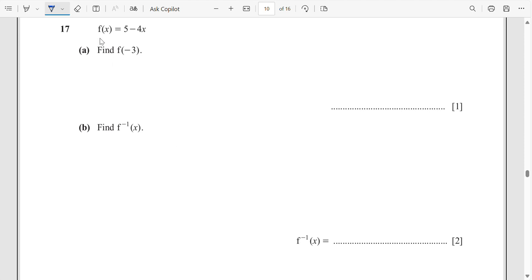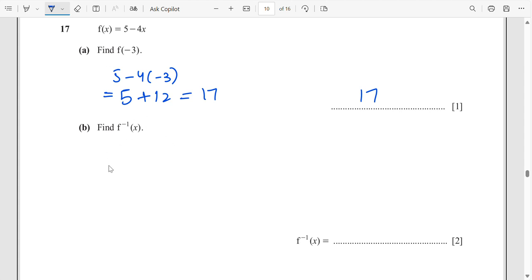Next we have a function f of x equals 5 minus 4x. We need to find f of minus 3. So here minus 3 is in the position of x, so we will replace x with minus 3. So minus 4 times minus 3 is positive 12, and we'll get 17.